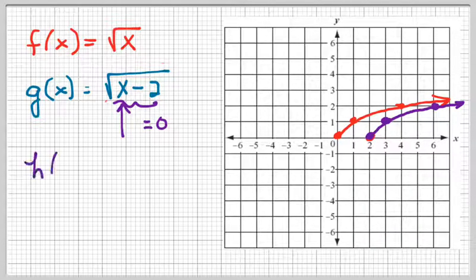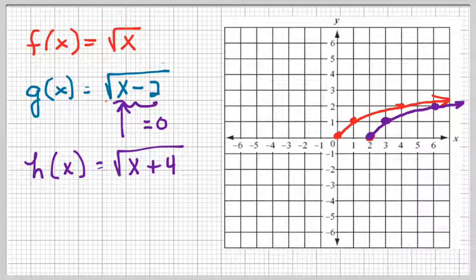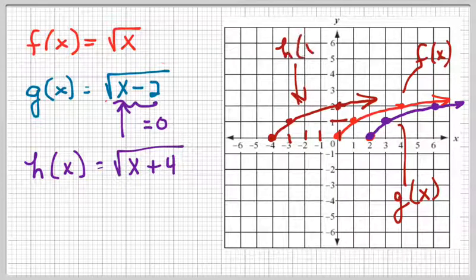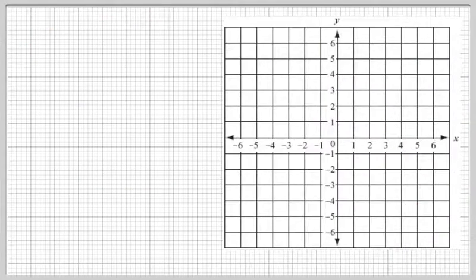We can shift it to the left by adding something. Now negative 4 makes it act like 0, so we plug in a negative 4, and out comes a 0, and then it counts exactly the same way using that new point as our origin. So there's 1, 2, 3, 4, and then up 2. So there is f of x, this is g of x, and this is h of x.